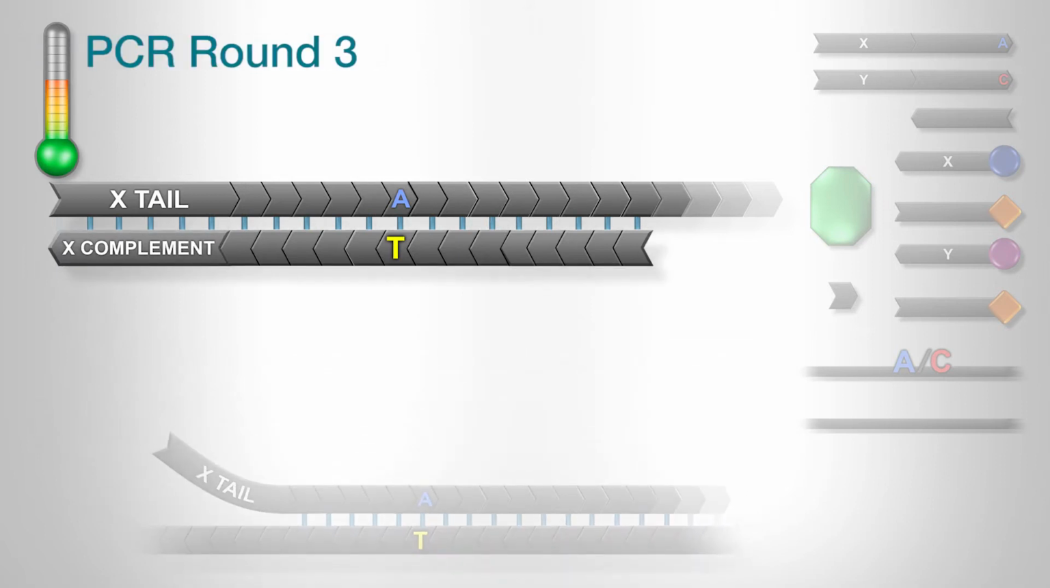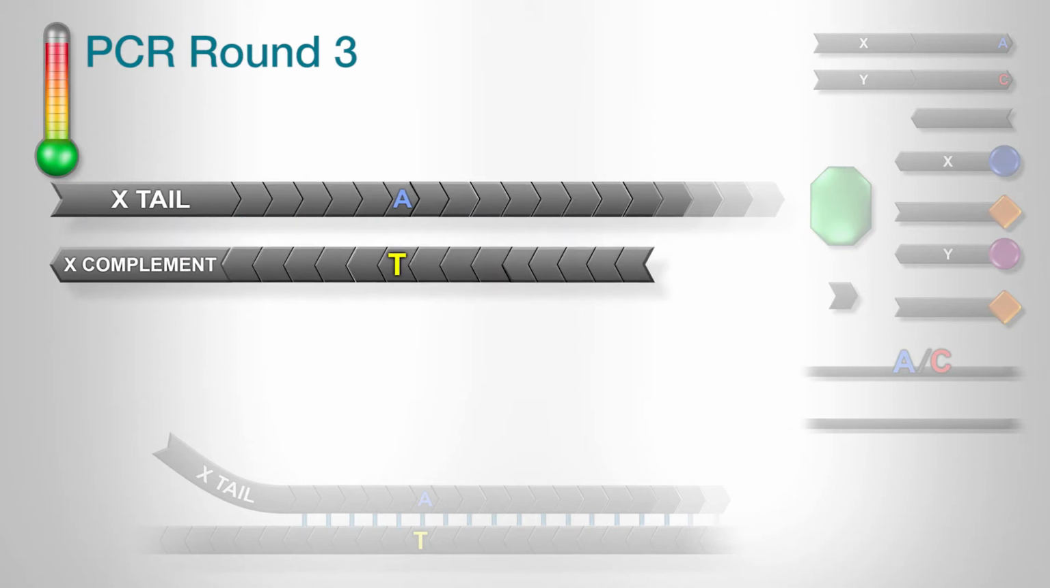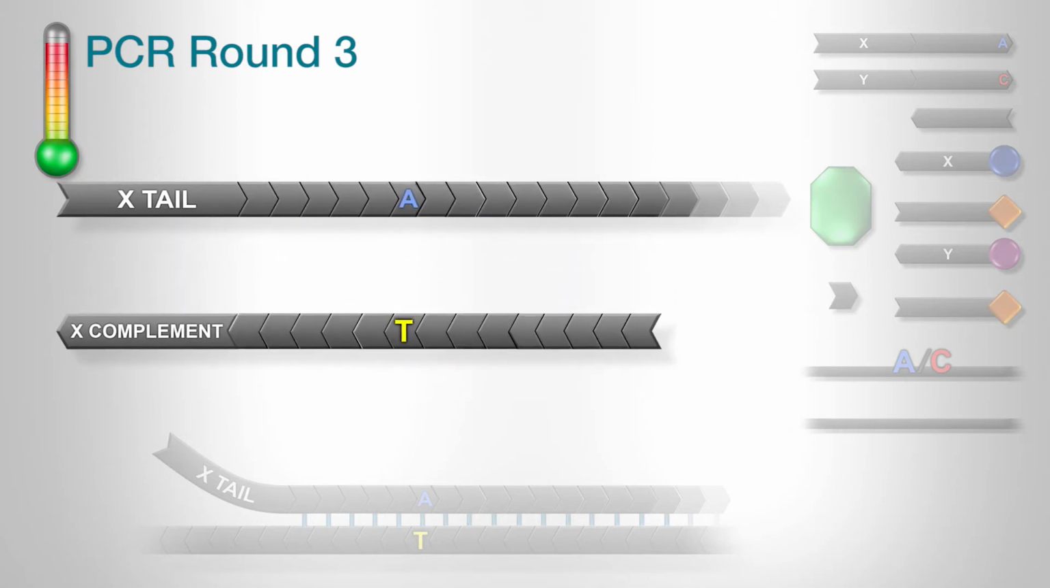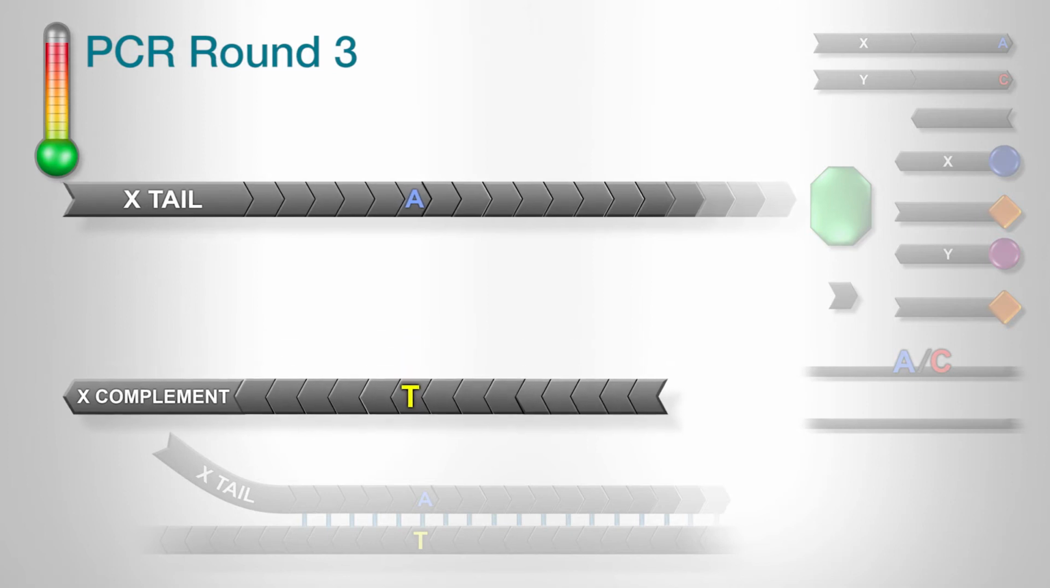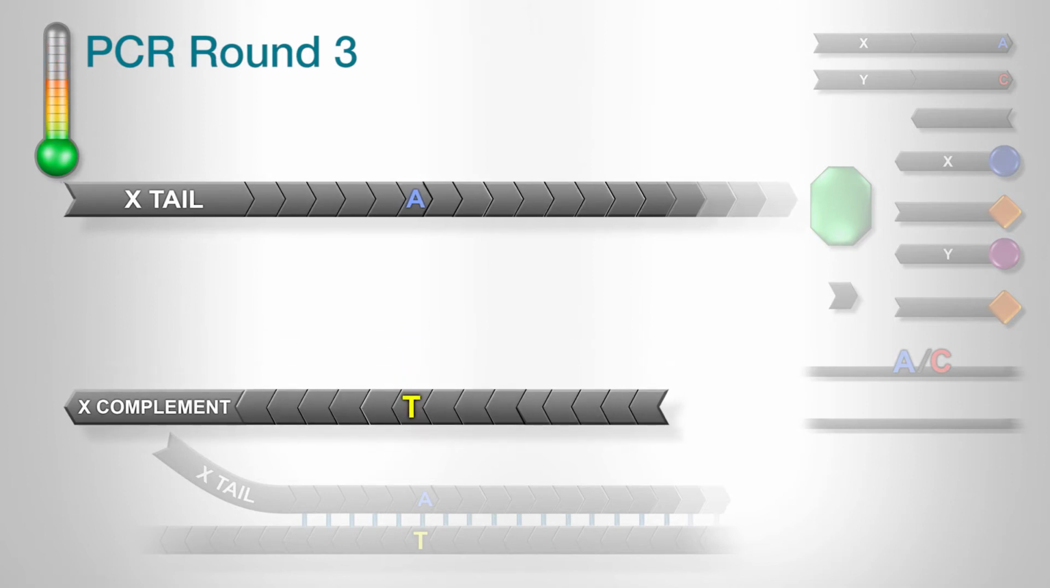KASP PCR round 3 again starts with the denaturation of the double-stranded DNA. This DNA consists of both the original DNA template and PCR products generated during PCR rounds 1 and 2. This animation will first focus on the PCR product that has both the allele-specific tail sequences and its complementary sequence incorporated within it. During the annealing step, the presence of the X complement allows the FAM-labelled oligonucleotide from the reporter cassette to bind and extend.